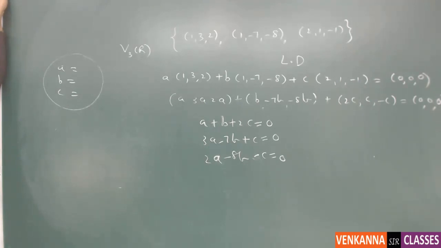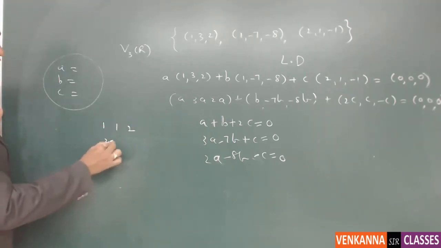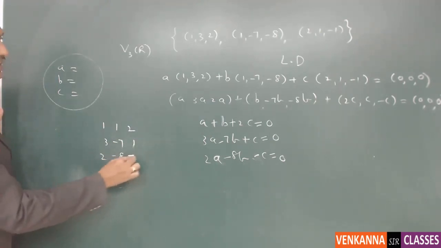Take the coefficient matrix, apply the row operations, reduce that into echelon form, and based on echelon form, we will find trivial solution or infinite number of solutions. Whatever the possible case, we will mention that. So let us write the coefficient matrix here. So 1, 1, 2, 3, minus 7, 1, 2, minus 8, minus 1.